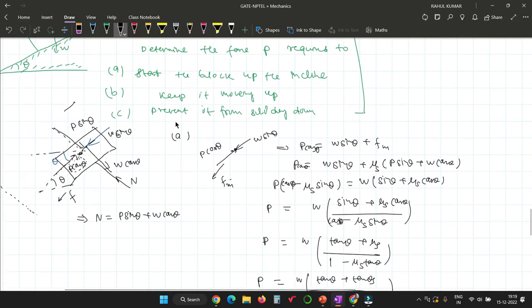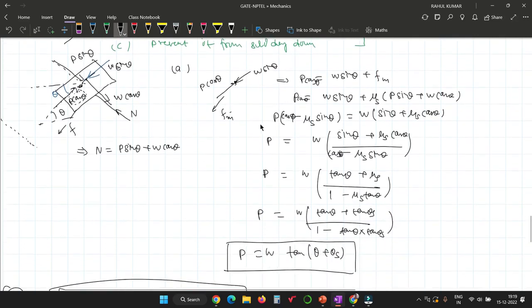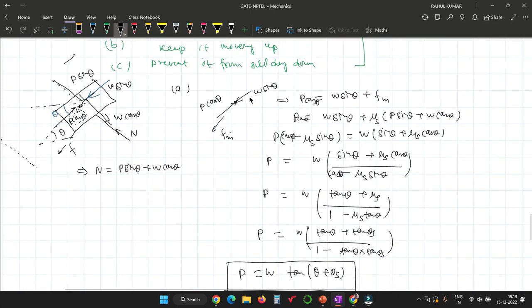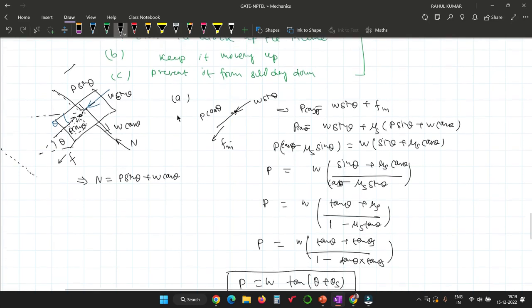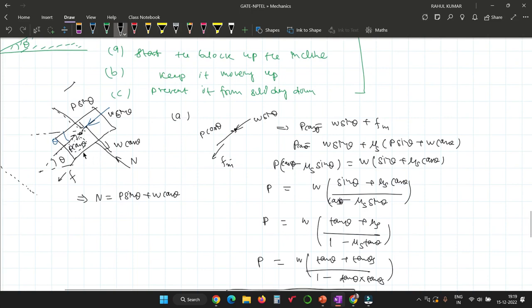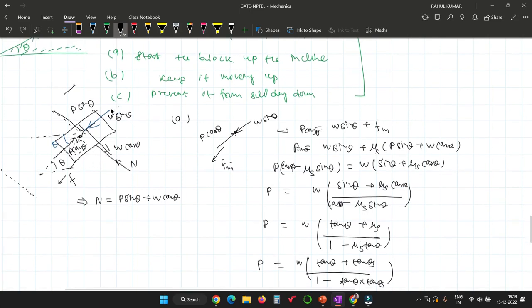In part C, it is saying to prevent it from sliding down. What will happen in this situation if we want to prevent it from sliding down? Then, sir, both are equal. Hmm? If we want to prevent it from sliding down, which means what? The direction of friction will get reversed.